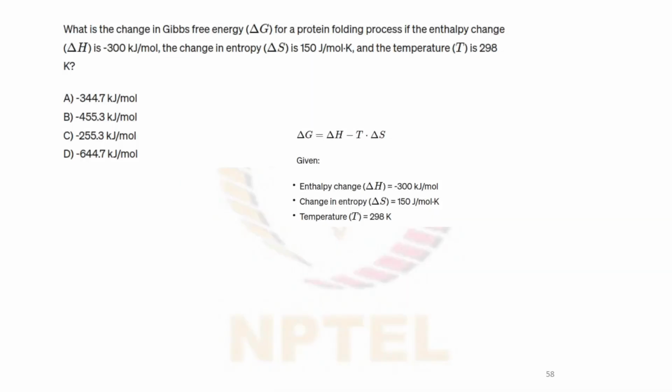So what is the change in Gibbs free energy of a protein folding process if the enthalpy change delta H is minus 300 kilojoule per mole, the change in entropy delta S is 150 joule per mole per Kelvin, and the temperature is 298 Kelvin? Consider that the units of enthalpy and entropy are not in the same order. So kindly have a look at this before solving.